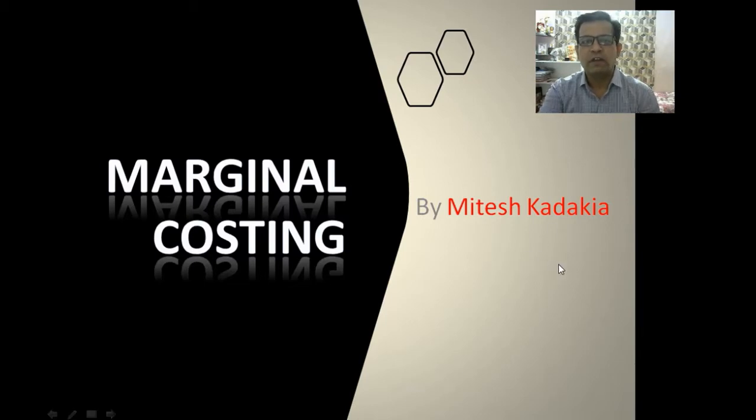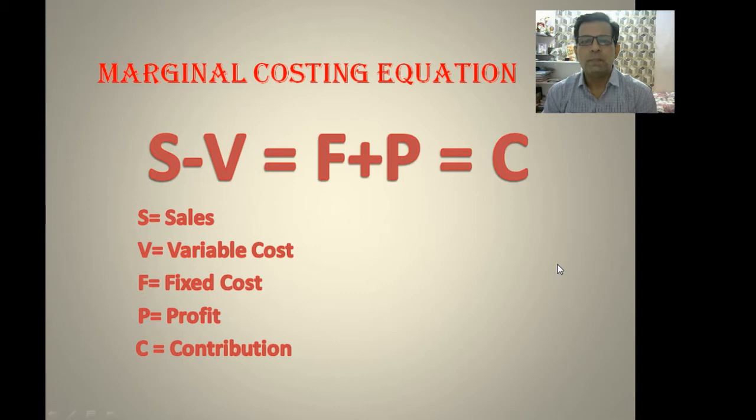To start with, we are first going to discuss the most important one, which is called the marginal costing equation. What is this equation? Simple one, but quite effective and quite important. The equation is sales minus variable cost is equal to fixed cost plus profit, which is equal to contribution. As abbreviated, you can see it is S minus V is equal to F plus P, which is equal to C. Understanding this equation will help us to understand all other concepts of marginal costing in a comparatively easier way.